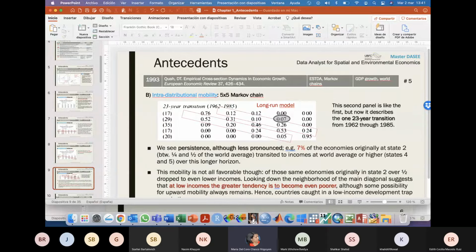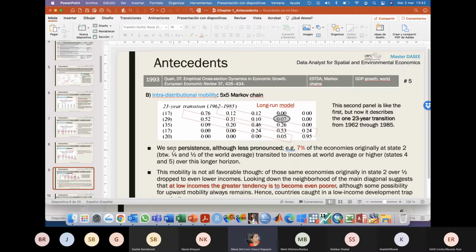Why? This is like the previous one, but it now describes only one transition of 23 years, from 1962 through 1985. We also see persistence, that is high values in the main diagonal, but less pronounced than in the short-run matrix. So it is interesting. It's a different scope of looking. This is why these numbers are lower, because they only jump from 62 to 85.